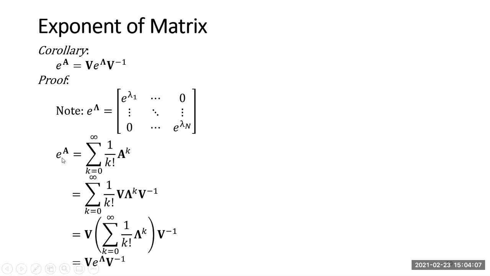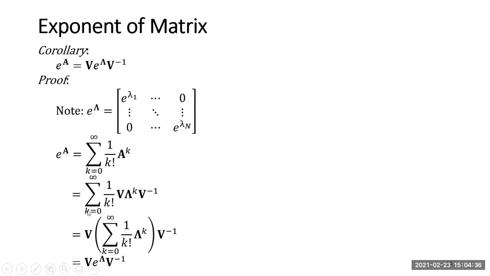Proof is pretty straightforward if we use a Taylor series expansion. e to the A is equal to the summation k equals 0 to infinity of 1 over k factorial A to the k, with A to the 0 being equal to the identity matrix, by the way, the first term, which is equal to, now replace A to the k with V lambda to the k V inverse.